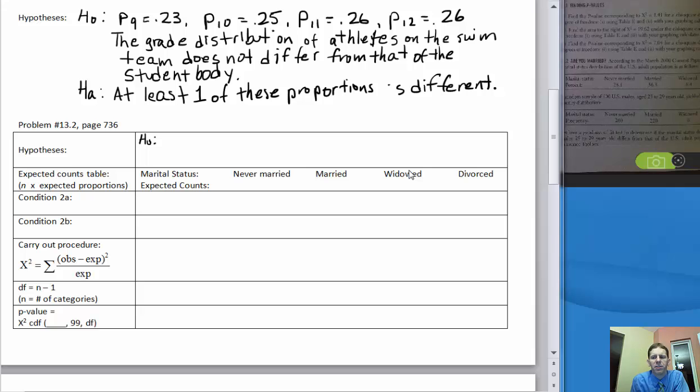First, let's start with our hypotheses. There is a statement that asks us to determine if the marital status distribution of U.S. males 25 to 29 years old differs from that of the U.S. adult population. So for your null hypothesis, one way of saying this is P sub never married equals 0.281, P sub married equals 0.563, P sub widowed equals that, P sub divorced equals this. You could say something like that. You could also say the marital status distribution of U.S. males 25 to 29 years old does not differ from that of the U.S. adult population. I think you're safe using either type of method here.